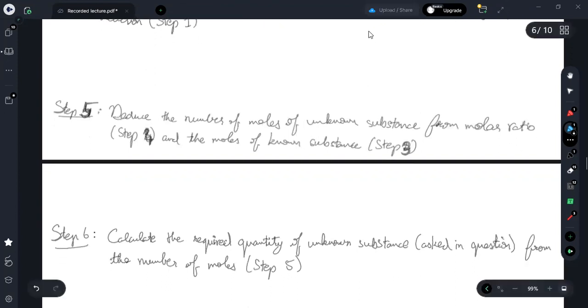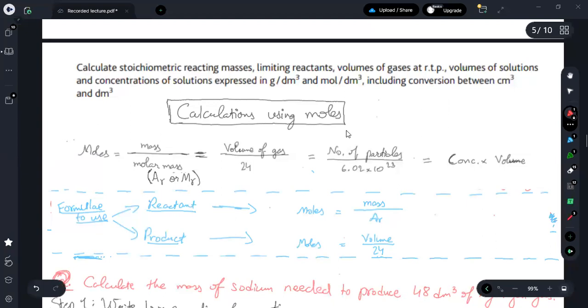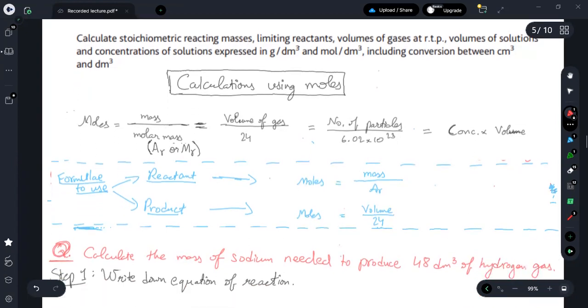Now the question is: calculate the mass of sodium needed to produce 48 dm cube of hydrogen gas. Earlier, I gave the example where the mass of sodium was given and we had to calculate the volume. In this question, it gives us the volume instead and asks us to find the mass of sodium. No problem, we will just follow the same strategy.